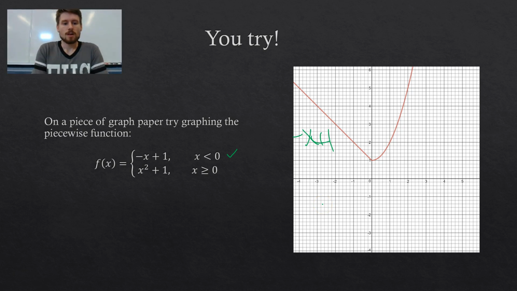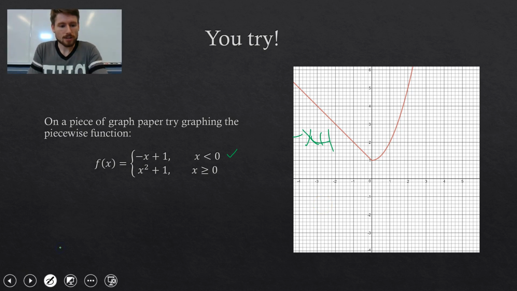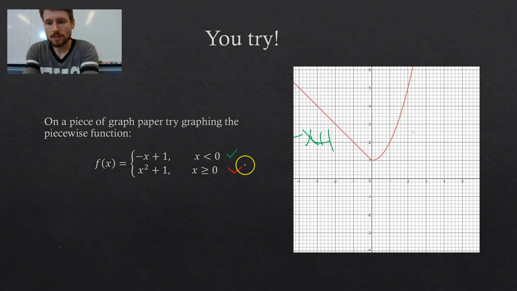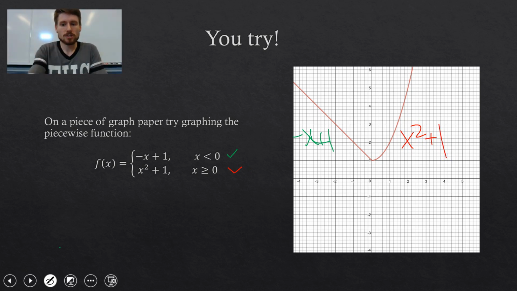As you get closer and closer to 0, you're going to get closer and closer to 1 as your answer. And then the other graph, x squared plus 1. We can mark this with red. This is x squared plus 1 over here, so that's the other rule. And we start graphing that at 0 going on. When we plug 0 in, we get the number 1 as our answer.